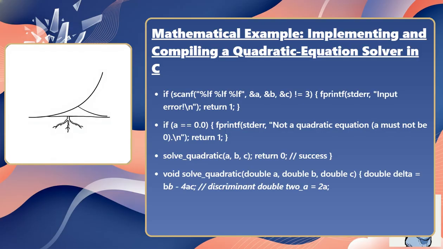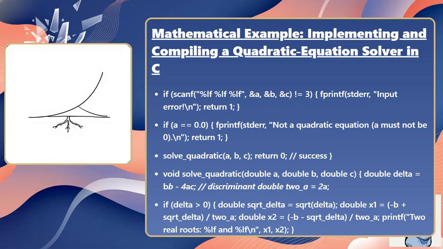Declare double delta equals b times b minus 4 times a times c, the discriminant. Declare double 2a equals 2 times a. If delta greater than 0, then compute the square root of delta as sqrt_delta. Compute x1 equals (negative b plus sqrt_delta) divided by 2a. Compute x2 equals (negative b minus sqrt_delta) divided by 2a. Print 2 real roots, x1 and x2.